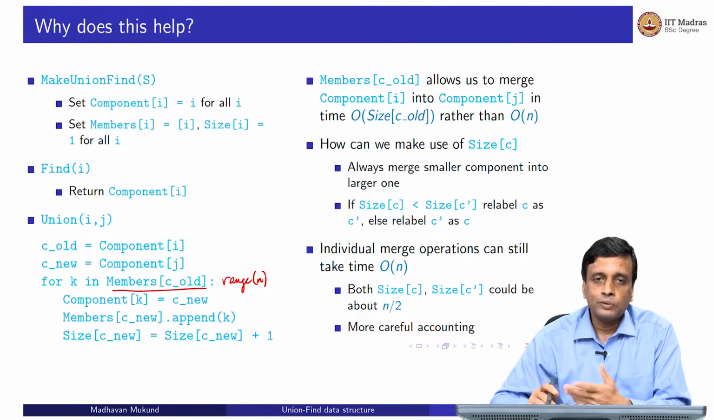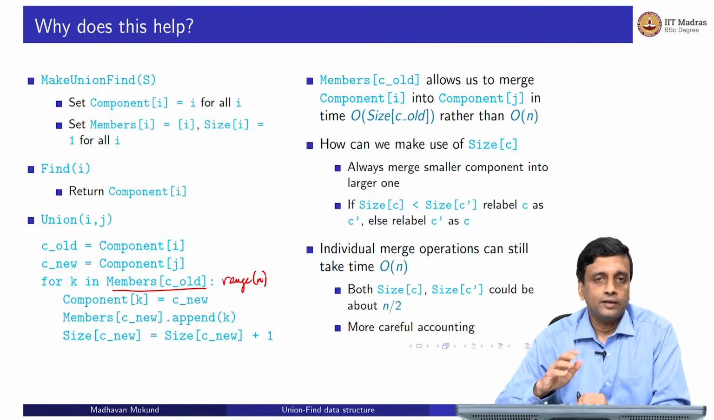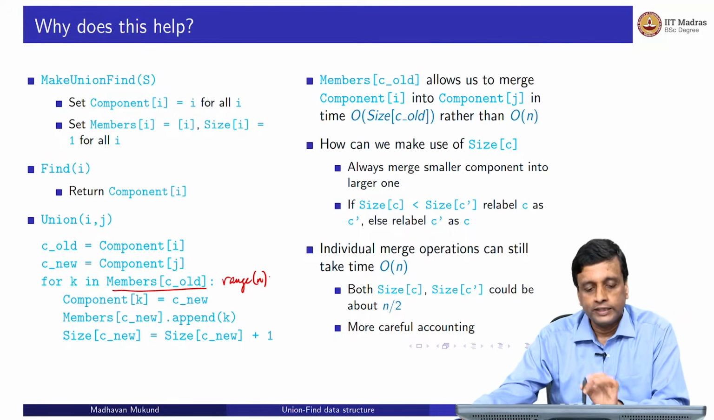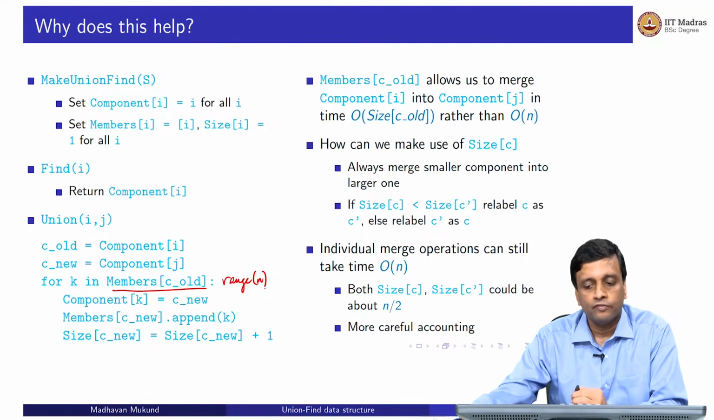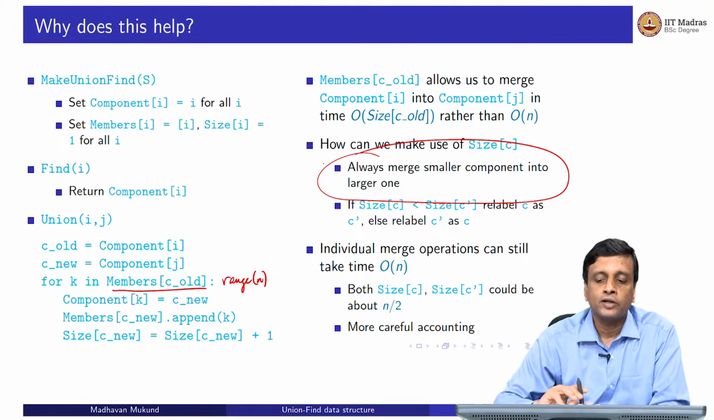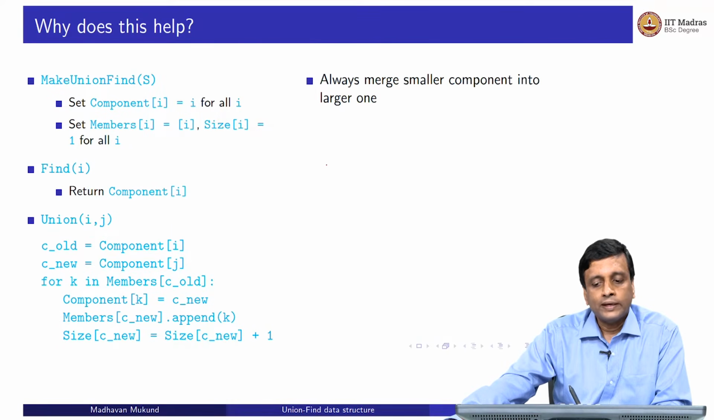It turns out that this we cannot deny. It could be that an individual merge will cost n by 2 time, but it will not happen frequently. So we have to do our accounting a little carefully. We are not going to change the implementation. This is our final implementation, but we are going to argue that this is good enough when we have this rule of always merging the smaller component into the larger component. We are actually going to get a sizable improvement. So why does this happen?